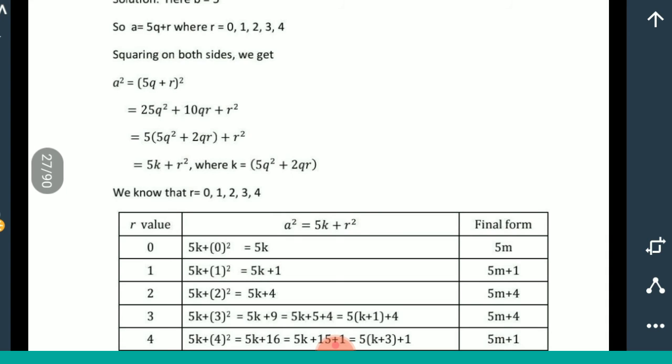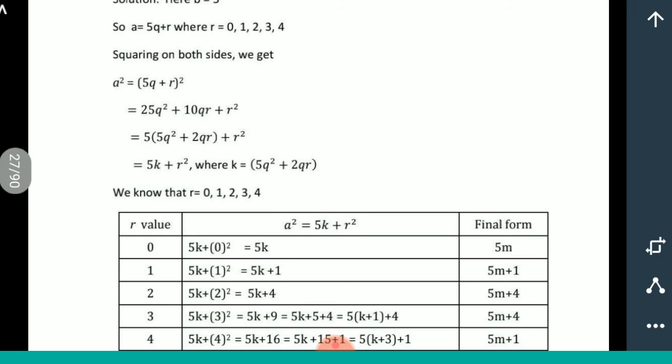Now again, to simplify the sum, we write a small table. Here r values are 0, 1, 2, 3, 4. If you write individually one by one, it will take a large space. So if you write in table form, it looks simplified and beautiful. So write these steps in tabular form: the r value, a square is equal to 5k plus r square, and the final form. So that is the result we need.